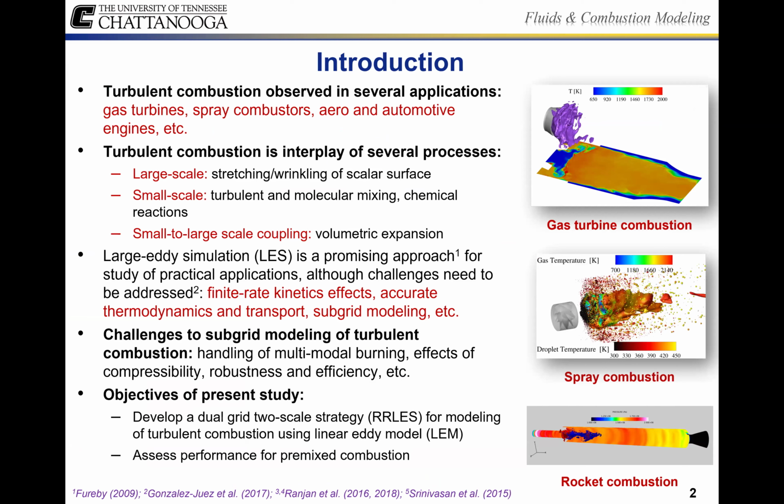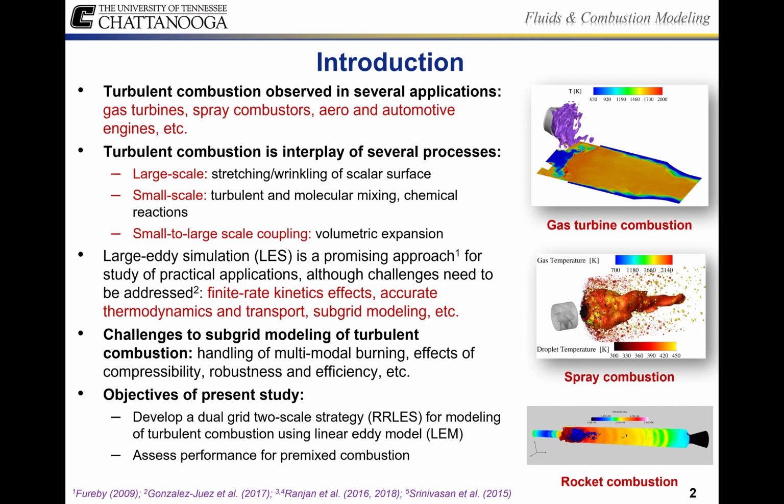Turbulent combustion is the interplay of several processes, and here we define three main categories of such processes. First up, we have large scale, which can be characterized by stretching and or wrinkling of the flame surface or scalar surface. Next, we have small scale, which includes turbulent mixing, molecular mixing, chemical reactions, things of that nature. Finally, we have something of a middleman. We have small to large scale coupling. And the one process that we're really interested in here is going to be volumetric expansion.